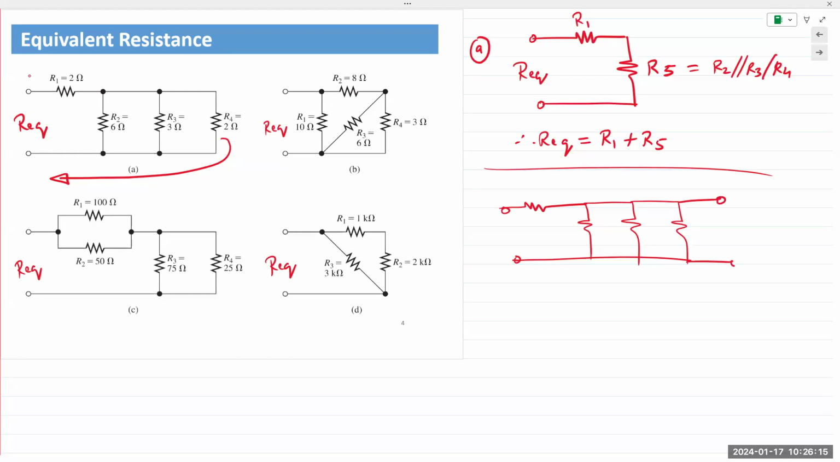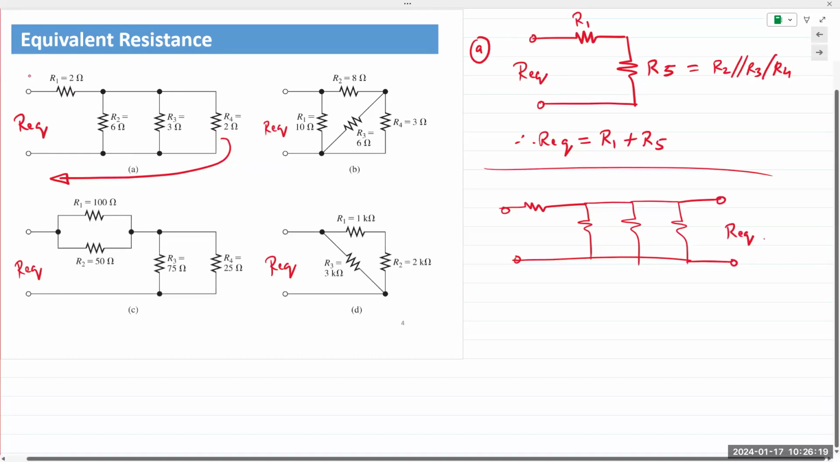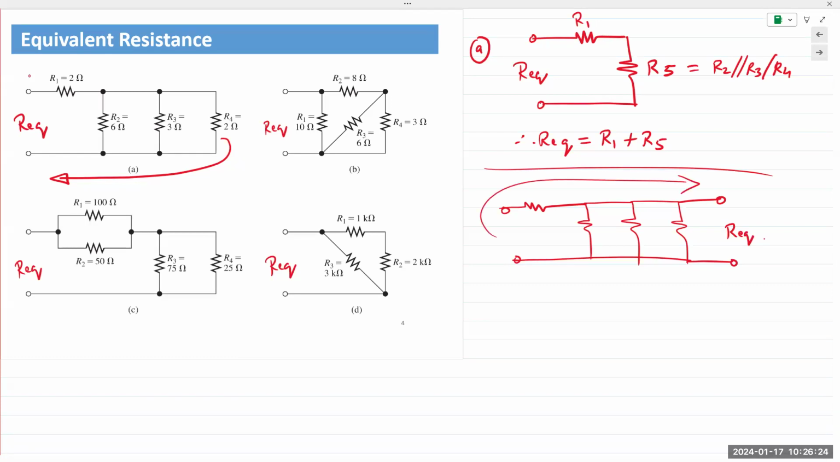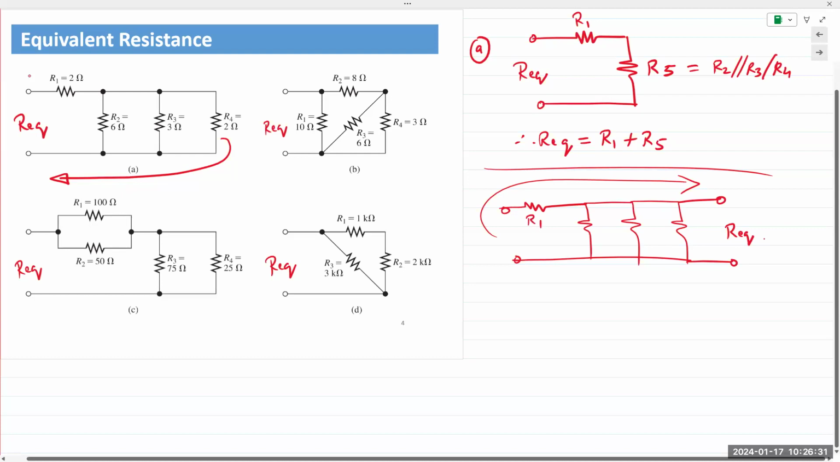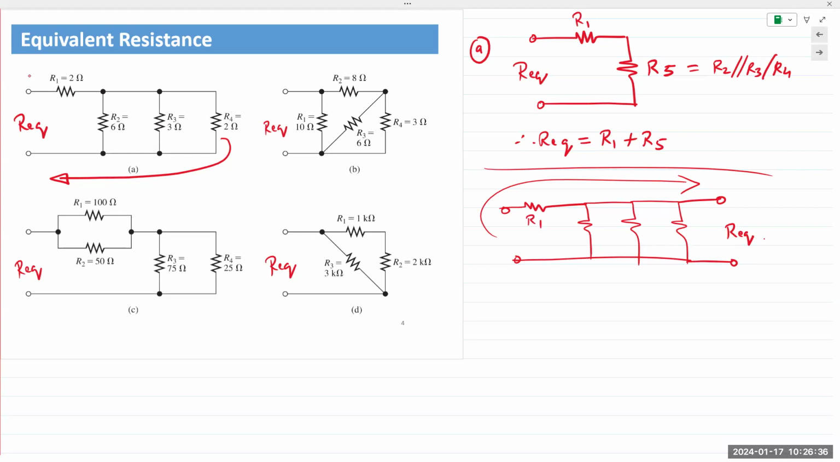So if I measure REQ at these terminals, and I start at the farthest end, and I move towards my measurement terminals, what do we see? R1 is not connected to anything. It's just hanging in the air. It's not part of the circuit at all. And the reason is there is no pathway for the current to flow through R1. It's an open circuit, so current does not flow through. It's a dead end street.